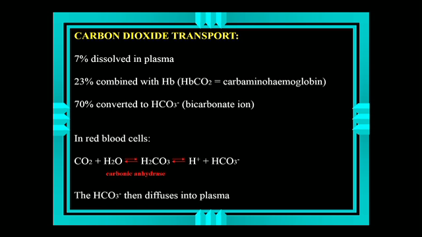So, carbon dioxide enters red blood cells. It combines with water. Well, there's plenty of water everywhere, particularly in red blood cells. And in the presence of this enzyme forms carbonic acid, H2CO3.